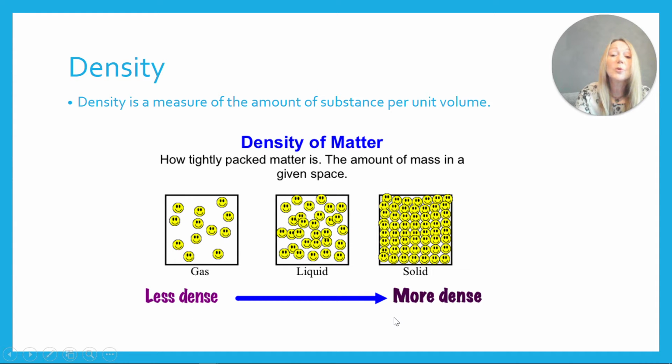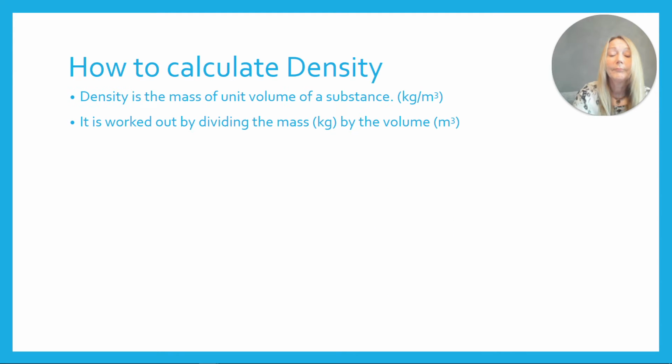So solids are always more dense than liquids. Liquids are more dense than gases. Now there is one notable exception to this, and that exception is ice and water. Ice has a different structure, and so the ice will float on top of water. So let's look at how we calculate density.